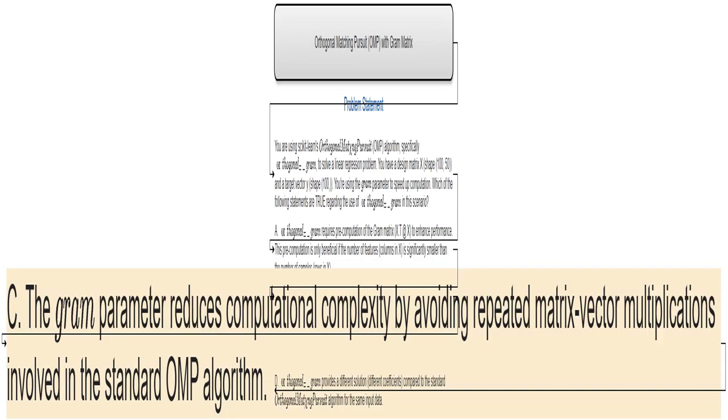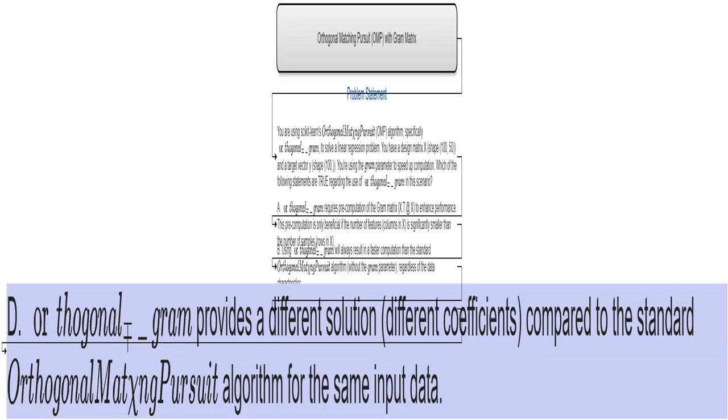Correct. The _gram parameter is all about efficiency. By pre-computing the gram matrix, we reduce many repeated calculations during the OMP process. Incorrect. Both should give the same result. The _gram version is just an optimized way to get there.